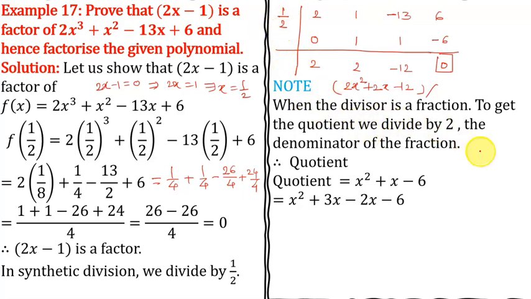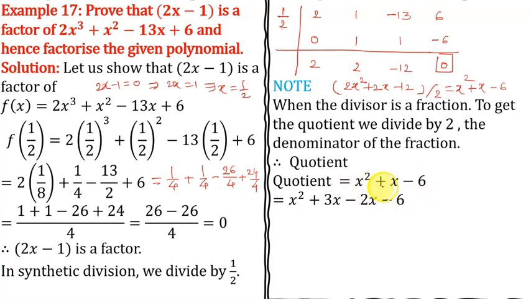Okay. This is a fraction. To get the quotient, we divide by the denominator of the fraction. What is the denominator of this fraction? It is 2. Therefore, here we divide this quotient by 2. Therefore, Q is equal to 2x square plus 2x minus 12 divided by 2. If we divide it by 2, then 2x square upon 2, you will get here x square. 2x upon 2, you will get x, minus 12 upon 2 is minus 6. And hence, here the quotient is x square plus x minus 6.